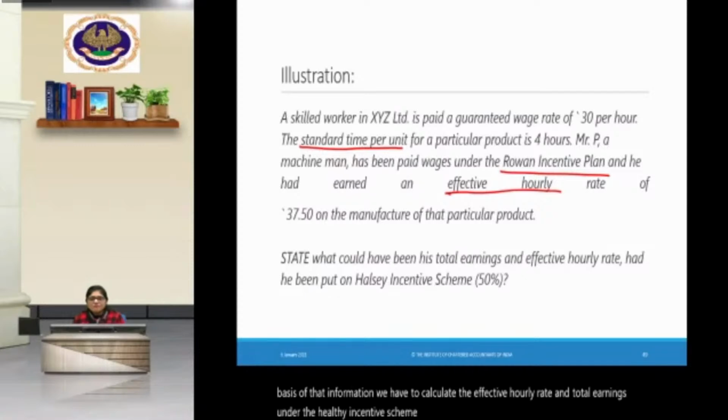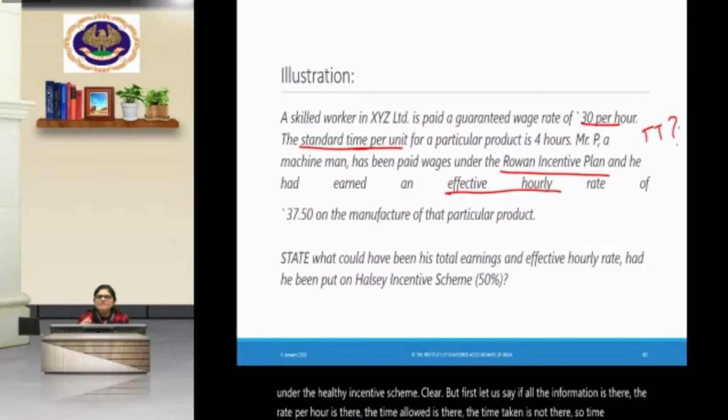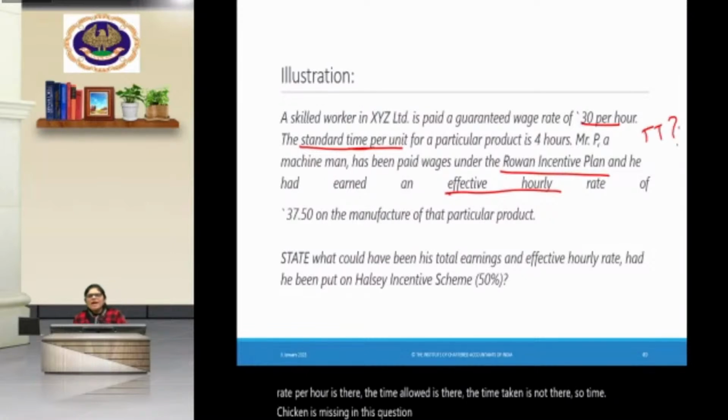Clear? But first, let us say if all the information is there, the rate per hour is there, the time allowed is there, the time taken is not there. So time taken is missing in this question. Unless we have the time taken, we cannot calculate the full wages and bonus for Halsey. So for Halsey, we have to know the time taken also.